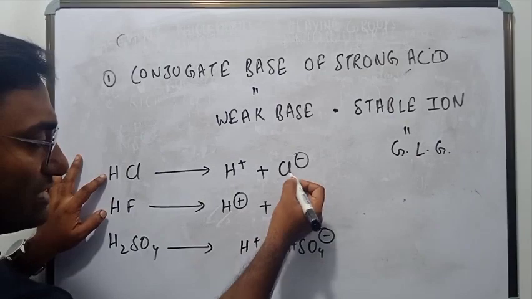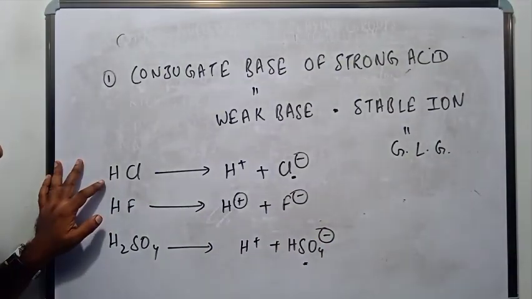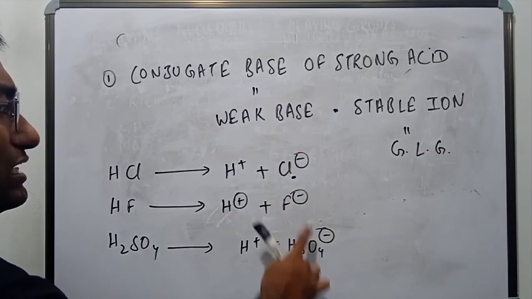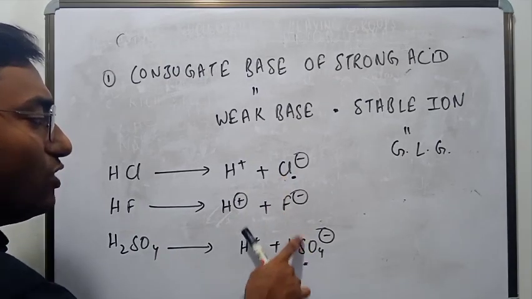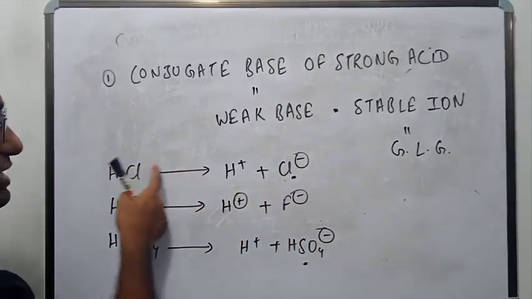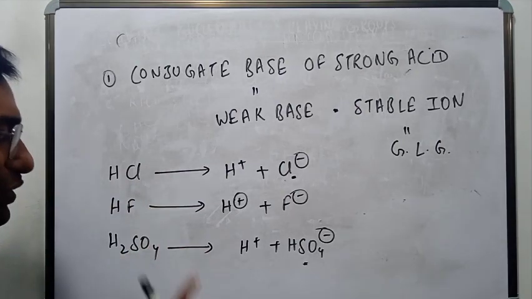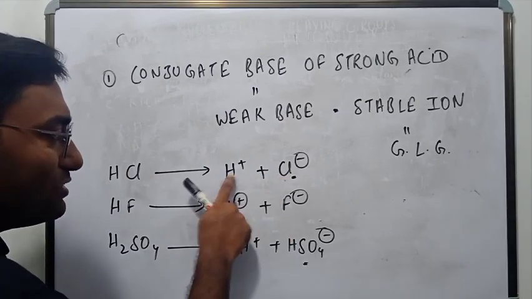First case it is Cl minus, second F minus, and the third HSO4 minus. This conjugate base is stable. The ion is stable. Had it not been stable, it would have been a reversible reaction. Is it a reversible reaction? No. It is only going in one direction, towards the dissociating products.